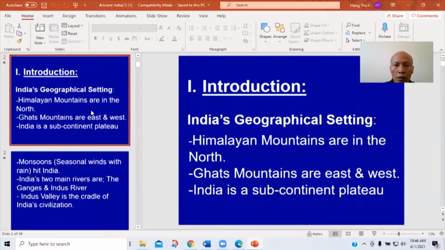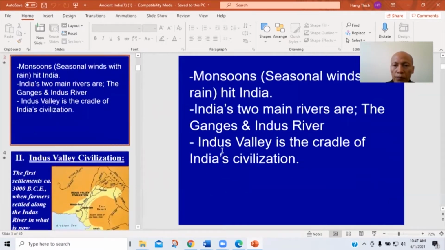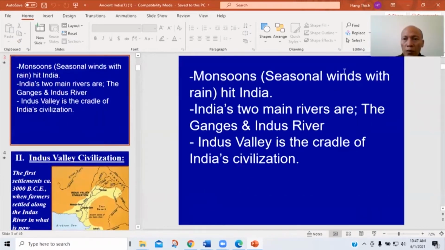India geographical setting. So the Himalayan mountains are in the north, and the Ghats mountains in the east and west. So India is a subcontinent plateau. The monsoon, seasonal rains, hit India. India has many rivers, but there are two main rivers: the Ganges River and the Indus River.